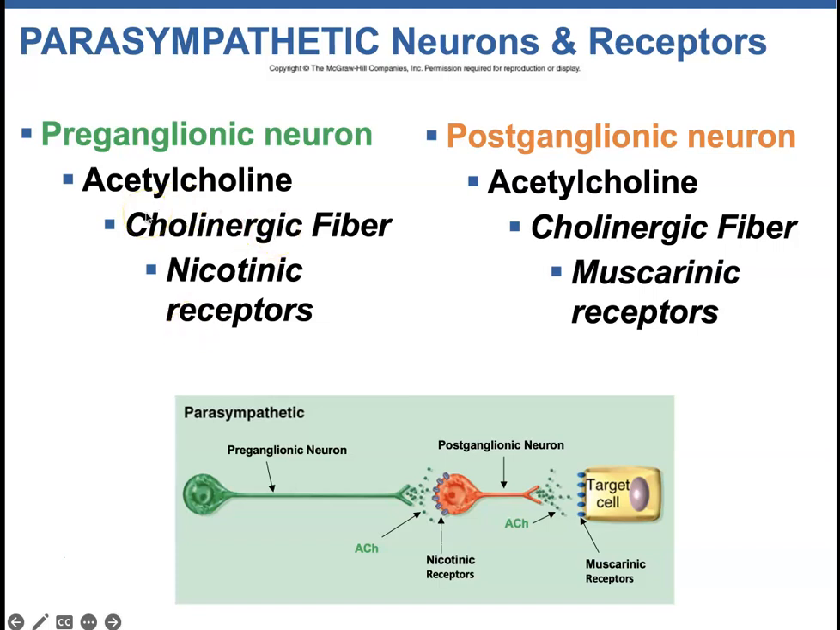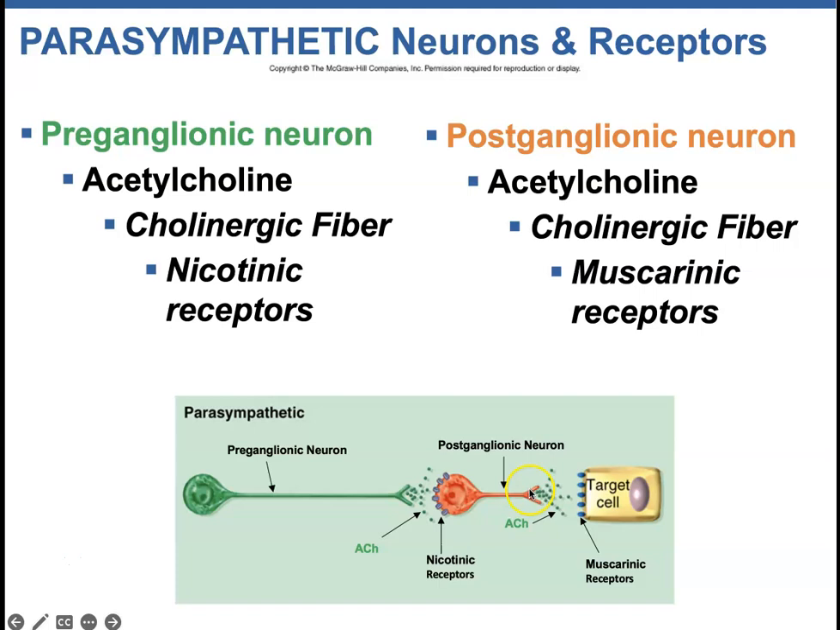So the way the parasympathetic neurons function is you have your preganglionic neuron secreting acetylcholine, so that makes it a cholinergic fiber. The postganglionic neuron secretes acetylcholine, that makes it a cholinergic fiber. So both of these secrete acetylcholine. What you're seeing here is the preganglionic neuron secretes acetylcholine, and these are nicotinic receptors. That's very important to remember. All right? At the postganglionic neuron, the receptors for acetylcholine are called nicotinic receptors.